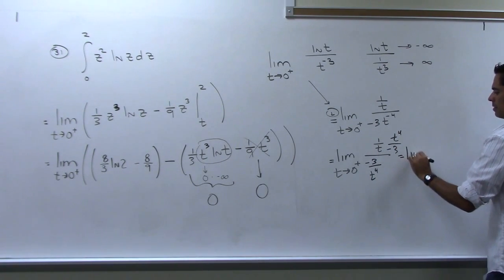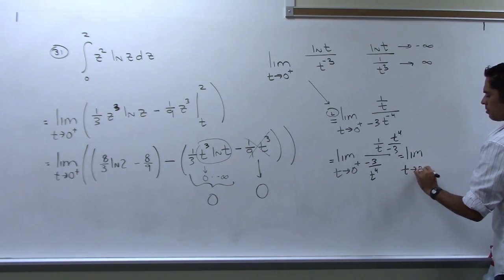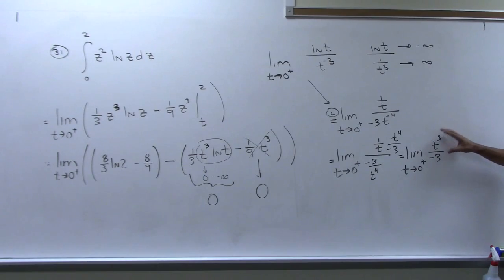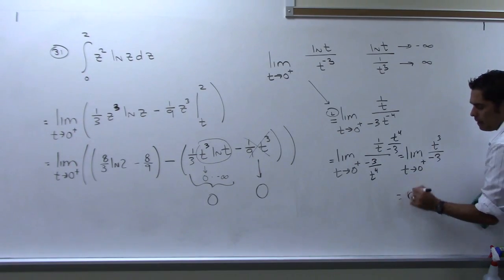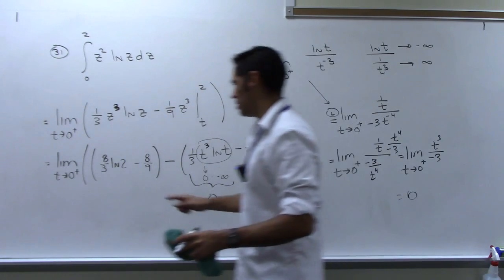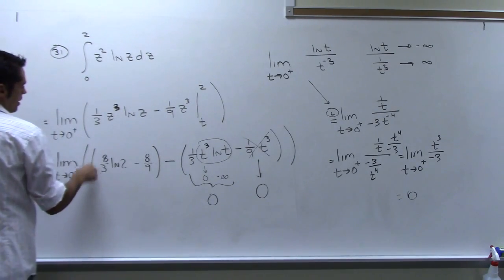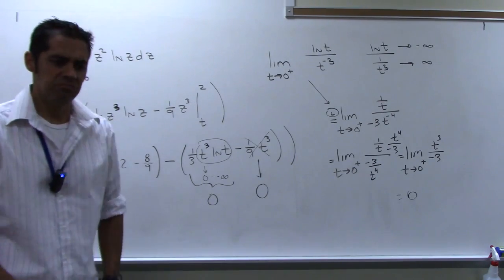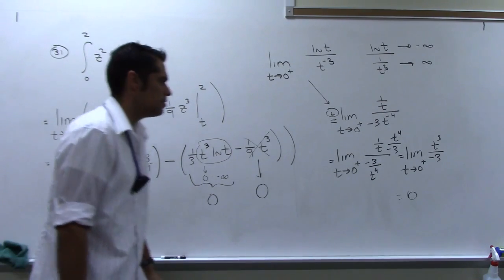So this is limit t goes to 0 from the right of t cubed over negative 3. And as t goes to 0, that goes to 0. The whole thing goes to 0. And so this whole thing still goes to 0. So we get the same exact result, except that this should have been 8/3 instead of the 4/3. So that's it for that.